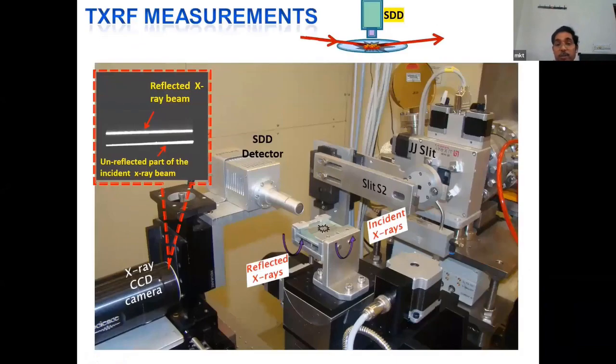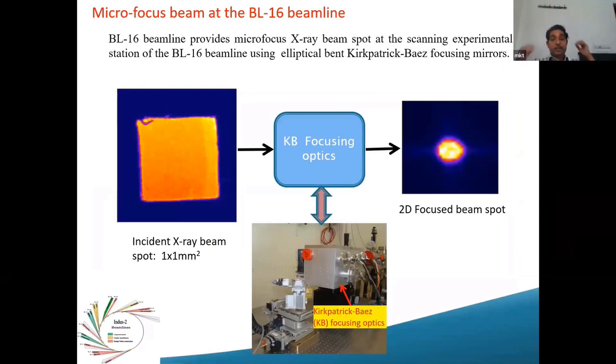So this is the typical TXRF setup we are using. Normally right now we are using an air environment. Recently we have installed two vacuum chambers where we do the experiments in a vacuum environment. So we have both a TXRF-assisted vacuum chamber and an XRF-assisted vacuum chamber, for low Z elements. This is the principle of TXRF, and these are the initial results received. This is the size of the incident beam. We allow around 1 millimeter by 1 millimeter before the KB optics, and then it generates a 2D focus.